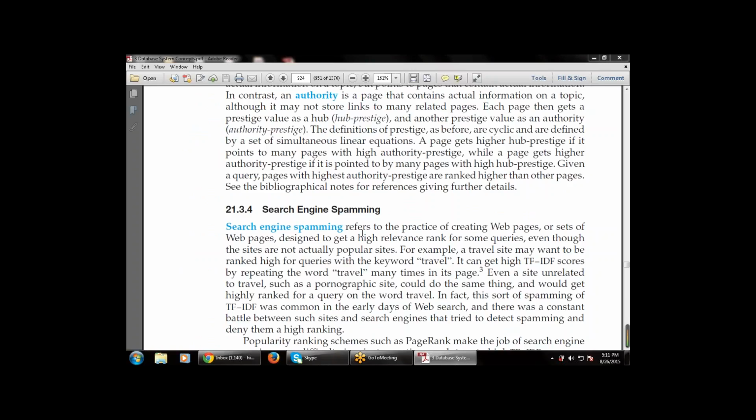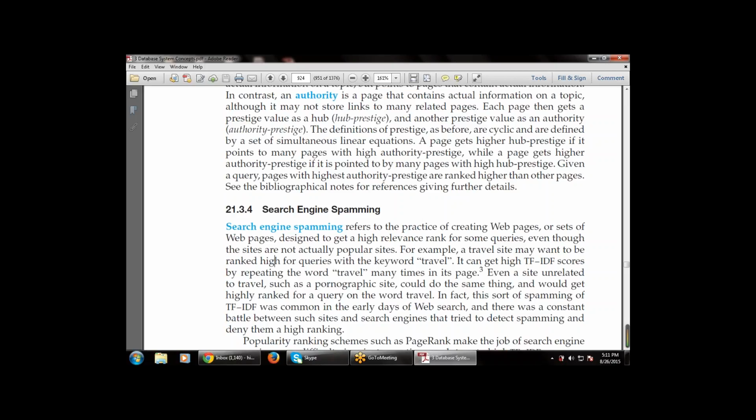Now the next topic is search engine spamming. Search engine spamming refers to the practice of creating or designing web pages so that they have a high relevance rank for some queries, even though the sites are not actually popular sites. So you design only those pages that get a high ranking.